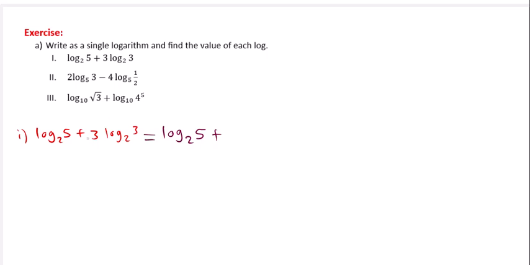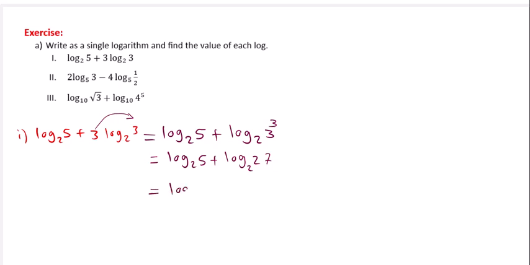Plus, and here 3, let's undo. 3 will be a power. Let's take it to be a power of the argument. It means this one will be log to base 2 of 3 to power of 3. Okay, and now let's write down this one. Log to base 2 of 3 to power 3 simply equals 27. And now guys, I have the sum of two logs without any coefficients, so I can use the product rule.